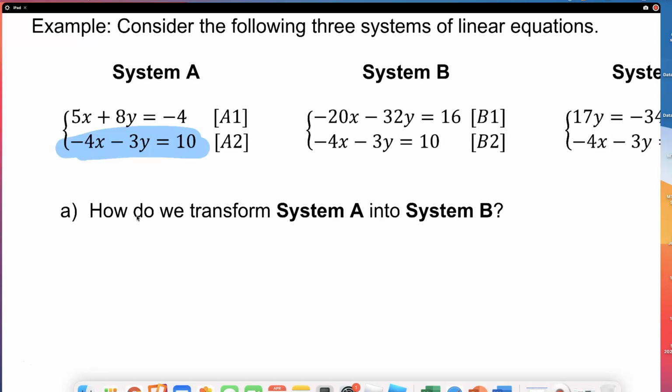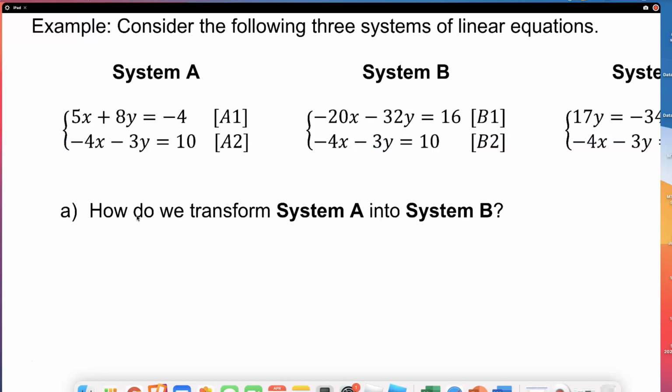System A and B, if you notice the bottom, A2 and B2, it remained the same. Negative 4x minus 3y equals 10. This is the same as negative 4x minus 3y equals 10. Nothing changed. So they didn't touch the bottom. I think they did something with the top. So let's take a look.